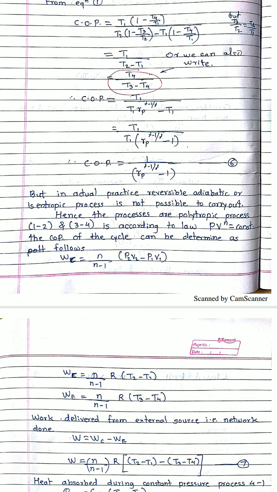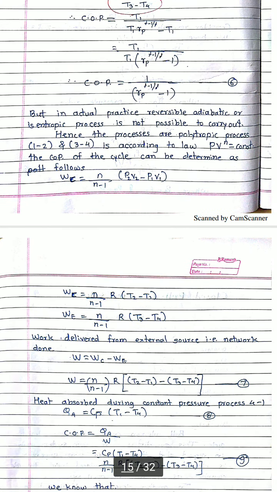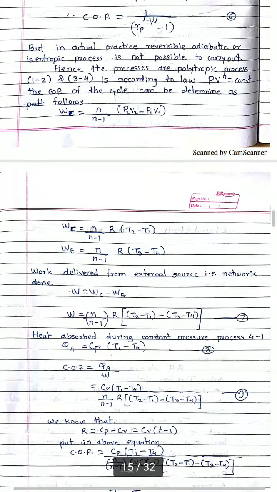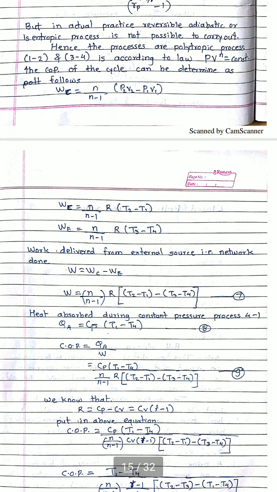and you can take PV is equal to MRT, where M is unity. So again R into T2 minus R into T1, R is taken as common, so the work done by the compressor is equal to n upon n minus 1 into R into bracket T2 minus T1. Similarly for the expander, n upon n minus 1 into R into T3 minus T4. Now the work delivered from the external source, that is the net work done, W is equal to the work required for the compressor minus the work done by the expander.